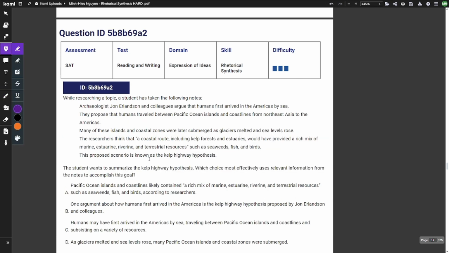Question number 17. Let's see what the task is, and it's to summarize the Kelp Highway hypothesis. Now, the last time we had this summarized question, we could do it because all we had to do was summarize the findings. So we didn't need to look at the bullet points because you've noticed some patterns now. It's super easy to find the findings, the methodology, or the aim, but this time we have to summarize some random hypothesis. So you might need to read the bullet points for this one.